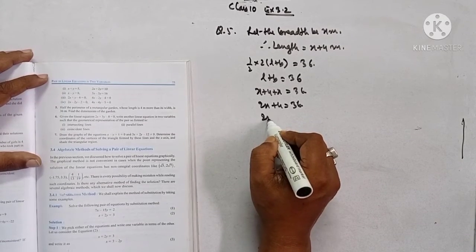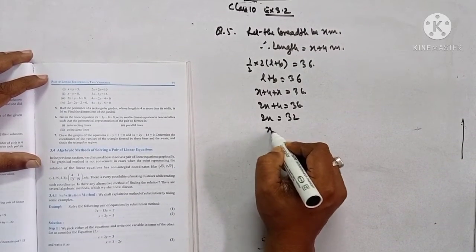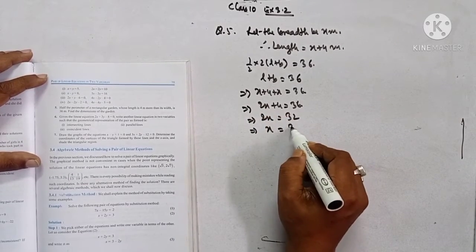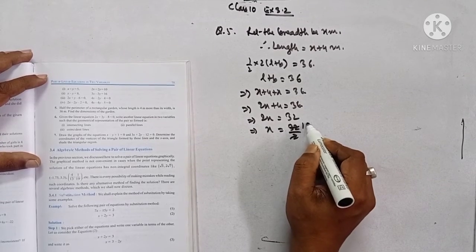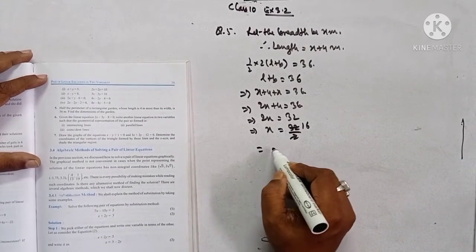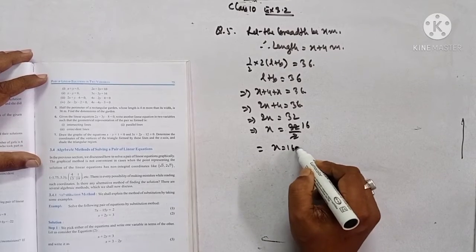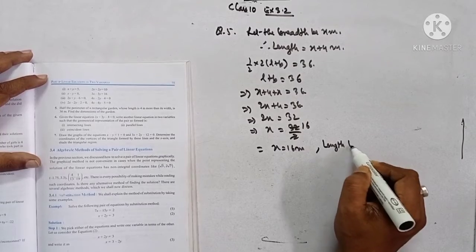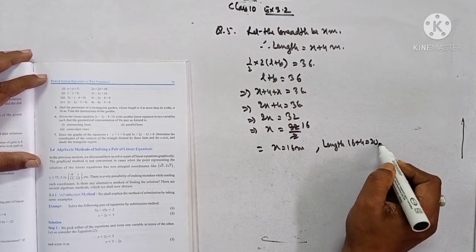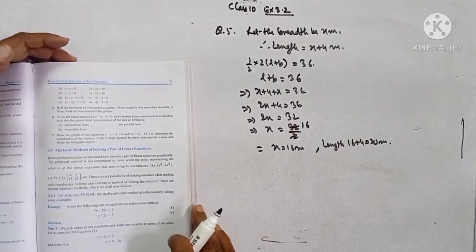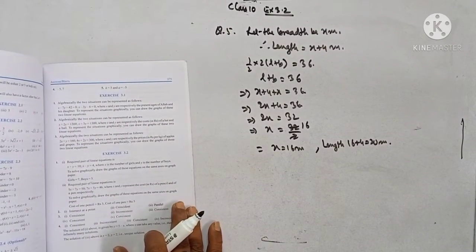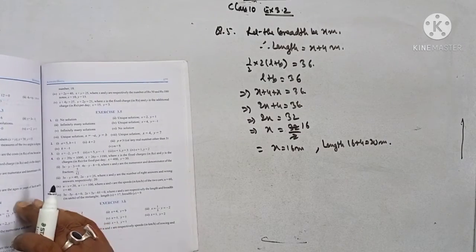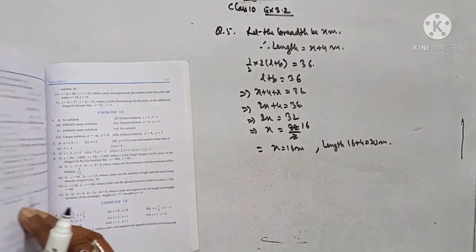So 2x is equal to 32, and your x will be 32 by 2. 2 1 is 2, 2 6 is 12. So your x is equal to 16 meter, and your length will be 16 plus 4, that is 20 meter. This is your answer. So let me check the answer. This is the answer, 3.2: length is 20 meter and breadth is 16 meter.